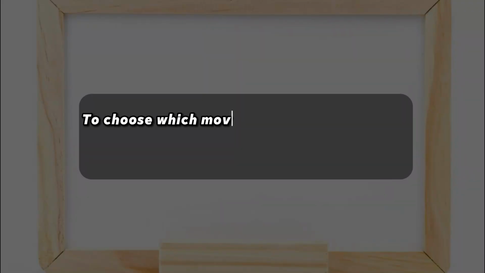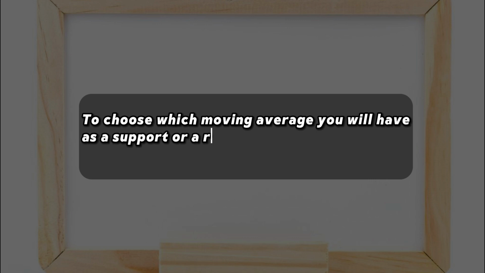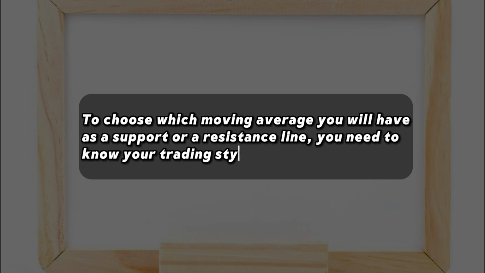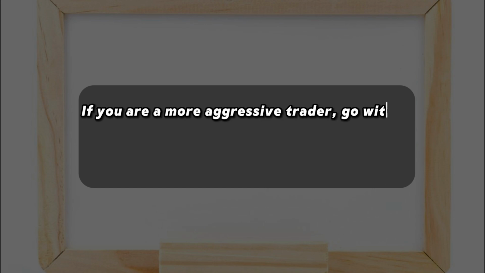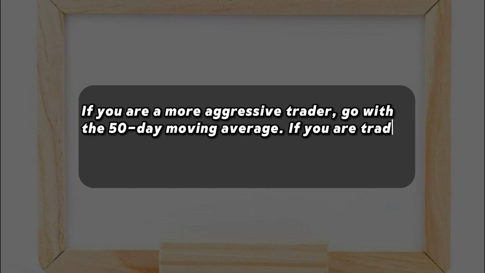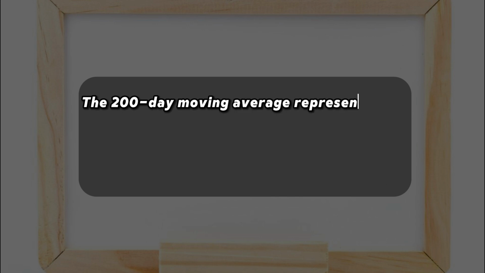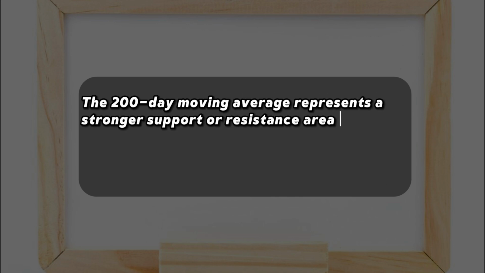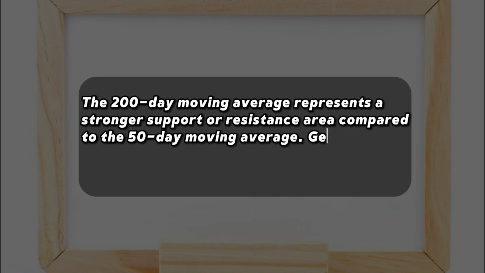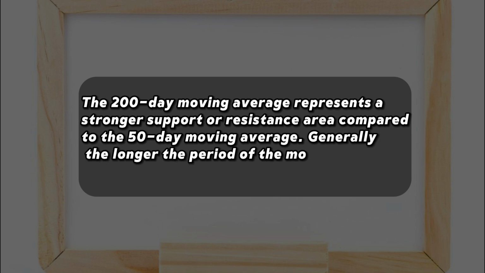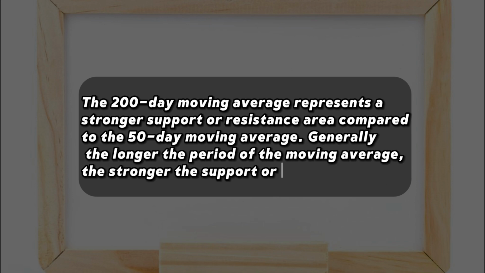To choose which moving average you will have as a support or a resistance line, you need to know your trading style. If you are a more aggressive trader, go with the 50-day moving average. If you are trading in a safer way, then the 200-day moving average is your go-to choice. For instance, the 200-day moving average represents a stronger support or resistance area compared to the 50-day moving average. Generally, the longer the period of the moving average, the stronger the support or resistance is.